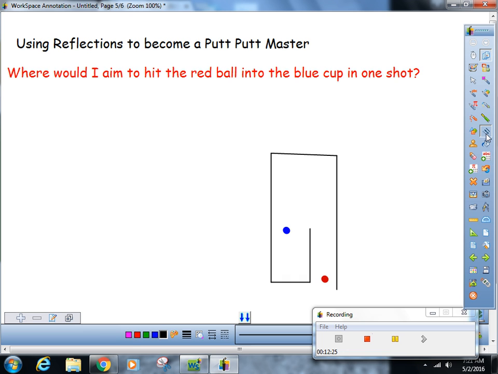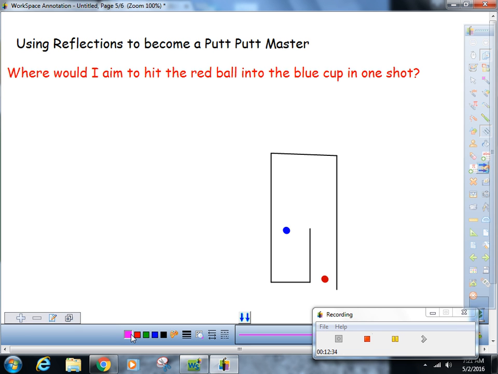Who's got a strategy for that? Sam? I would want to... Okay, I hit it to a point where it's equidistant. That's kind of the concept. Minimally, I'm going to have to bank it off at least one side, right? Okay, now, you'll find out as we do more problems. There's more than one correct way to make this shot.